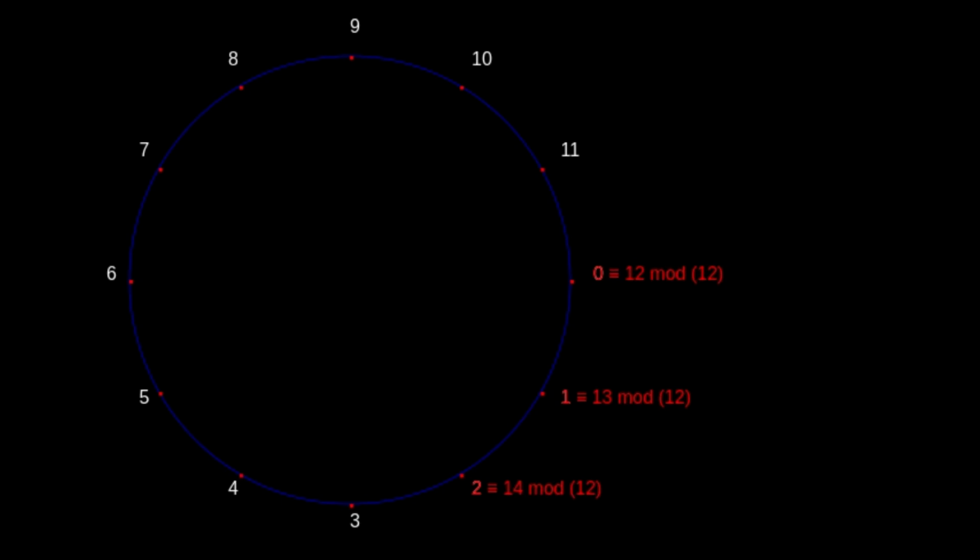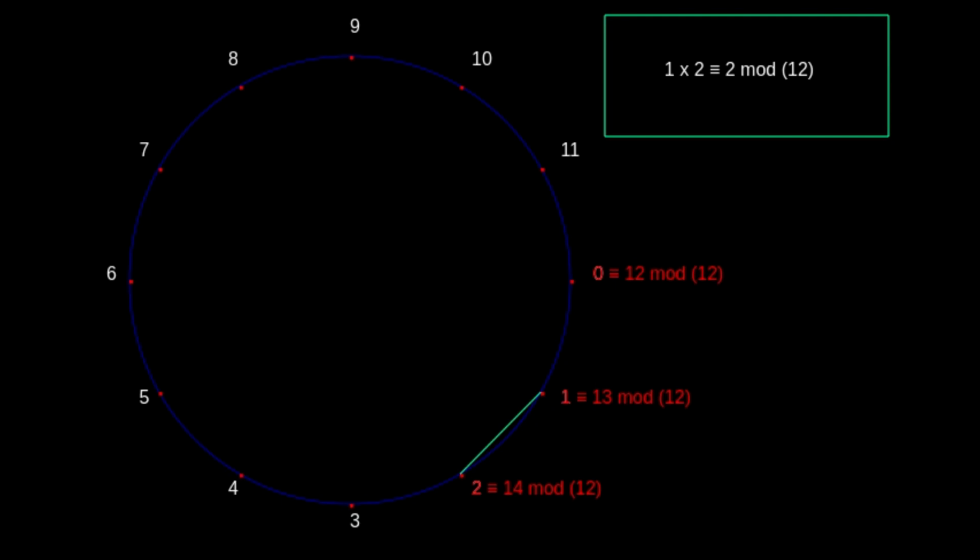So 2 times 1, or 1 times 2, is 2. Therefore I'm going to join 1 and 2 with a straight line. Now 2 times 2 is 4. Therefore I will join 2 and 4. 3 times 2 equals 6, so 3 and 6 will also be connected by a straight line. Next, probably you can see the pattern. 4 times 2 is 8, so 4 and 8 are going to be connected by a straight line.